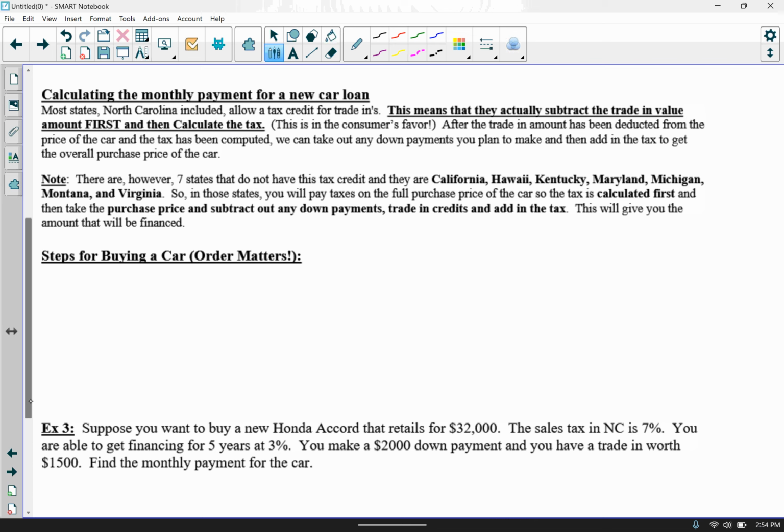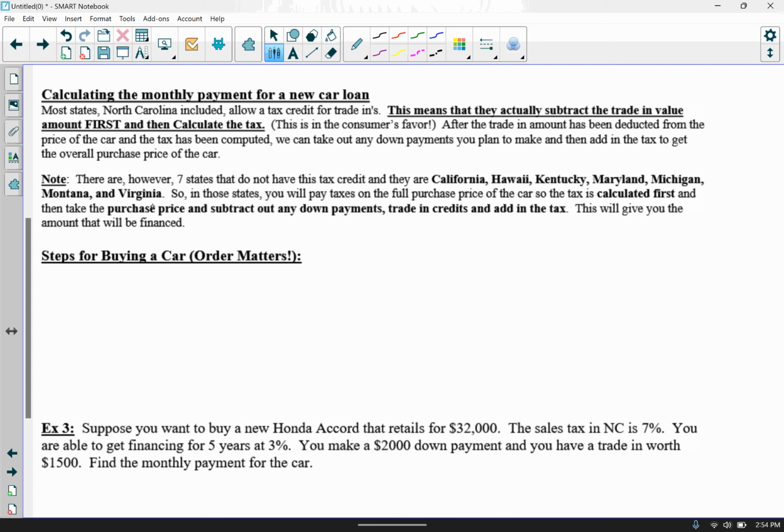One nice thing about living in North Carolina is that they allow a tax credit for trade-ins, and this is actually in the consumer's favor. If you go to a dealership and you want to trade in your existing car to purchase a new car, they take out the trade-in before they calculate tax. So it saves you some tax money.